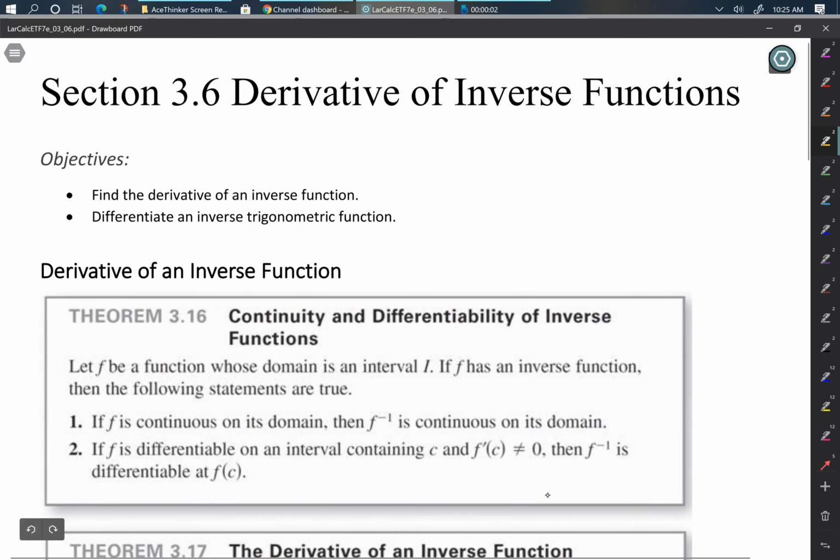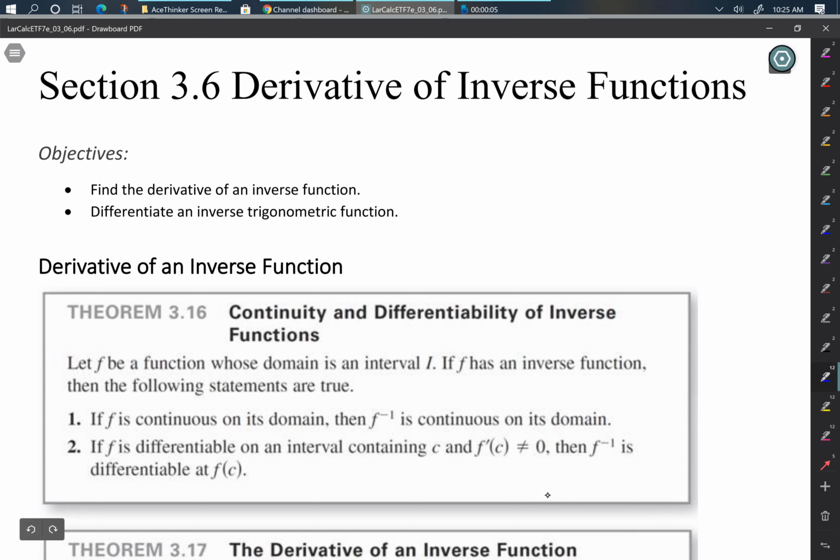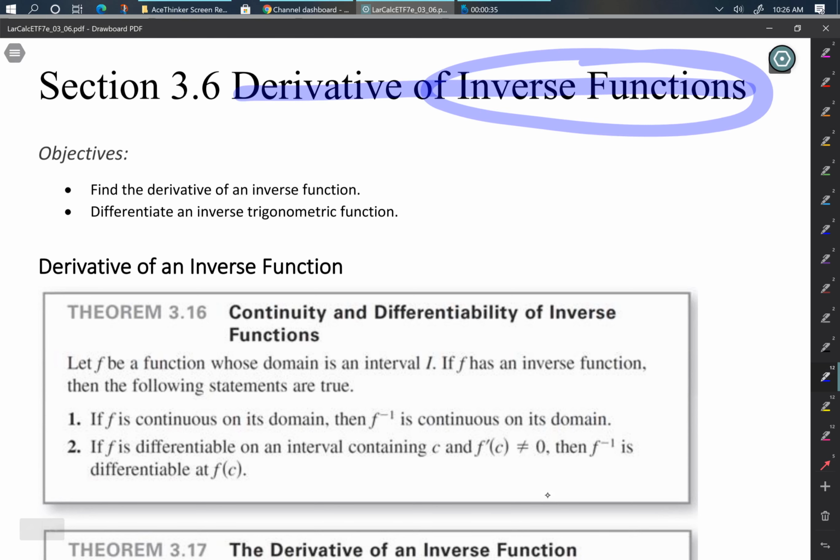Okay, so here we go with section 3.6, derivatives of inverse functions. In the first part of chapter 3, we learned all our rules for taking derivatives. In the second part of chapter 3, we're looking at applications of those techniques, ways to use the techniques we learned earlier to take derivatives of more complicated situations. So we did implicit differentiation, then logarithmic differentiation, and now we're going to take a look at derivatives of inverse functions.